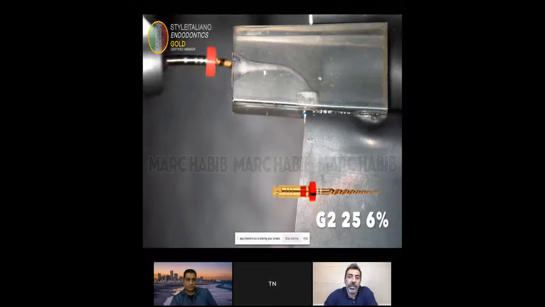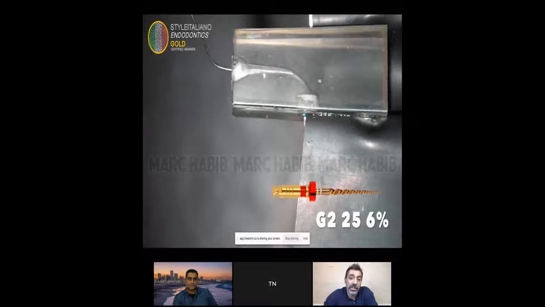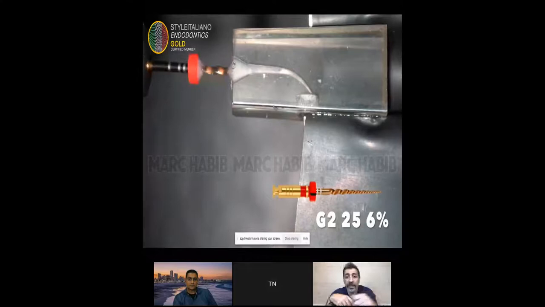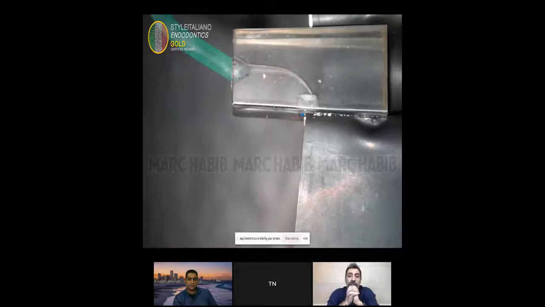You can see now how much it's generating debris. You can see the canal is blocked. It's filled with white resin powder, which is an indication of the cutting efficiency of this file. Now to the full working length. So I stopped at the middle. I recapitulated, I re-irrigated, and now I went to the full working length of this canal. You can see it's filled with white powder. This is the part of the resin that was shaped.